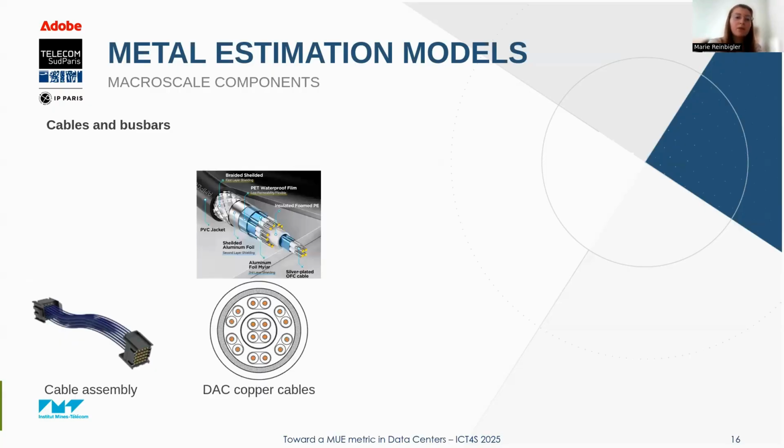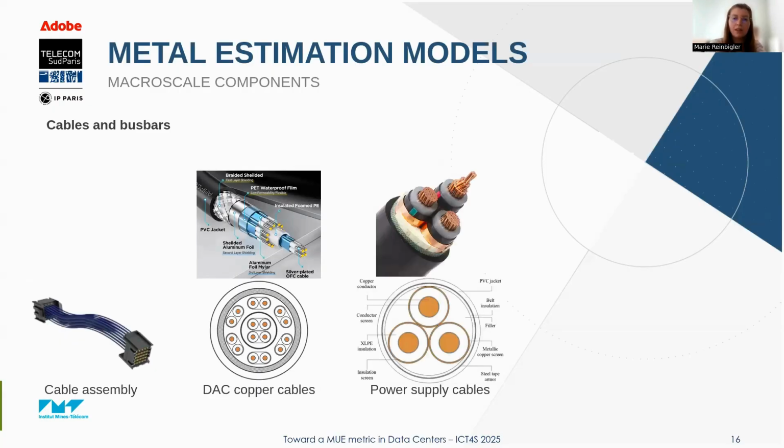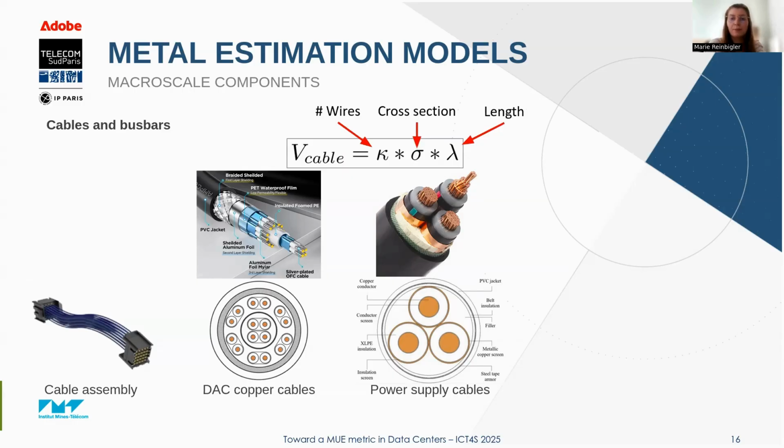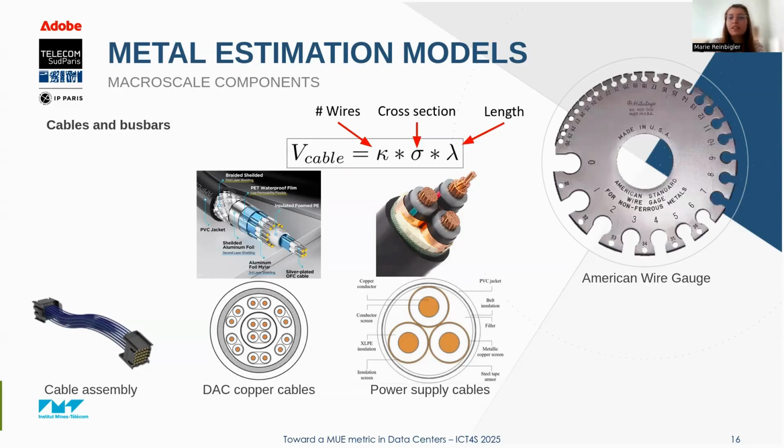Here you have an example of the DAC copper cables. Here, power supply cables. And what they have in common is that they all have a set of wires in there made out of copper. And so to estimate the volume of copper of a cable, we just need to estimate the number of wires, their cross-section, and their length. Usually cross-sections in this case are estimated using the American wire gauge.